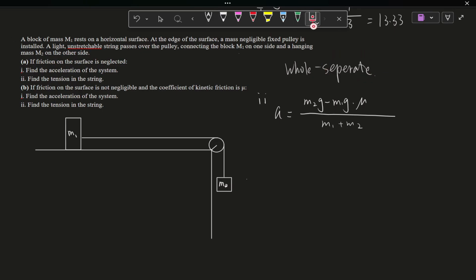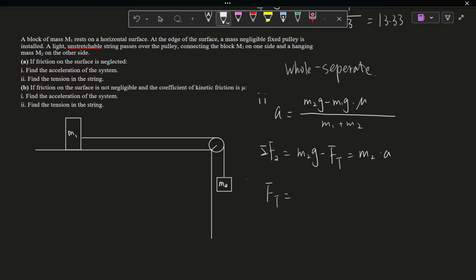Let's analyze mass number 2 again because it's just easier. The net force for mass number 2 is equal to m2g minus ft, because they're pointing in opposite directions, right? And it's equal to m2a. We can plug a in over here, and we can get ft.